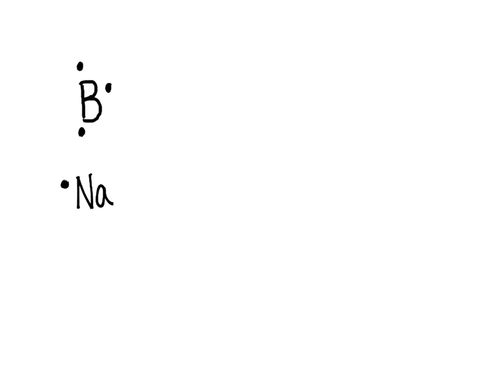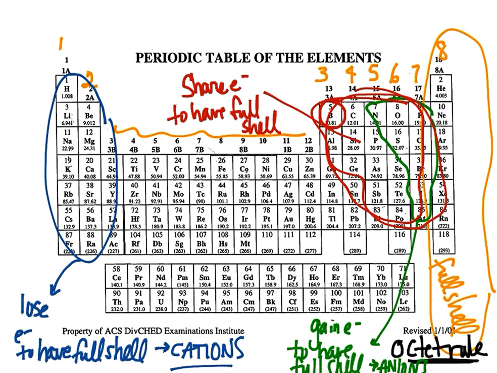A lot of these guys in the middle, I think I skipped over that. Let me get that back over here. These guys here in the middle, these nonmetals here, they tend to share electrons to get a full shell. And so these ones in green may gain electrons to form anions, or they may share electrons to get an octet. But either way, everybody wants 8. Everybody wants a full valence shell.